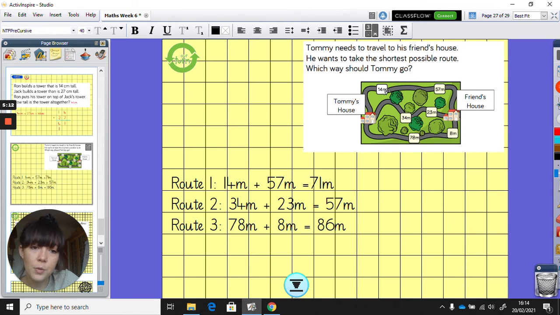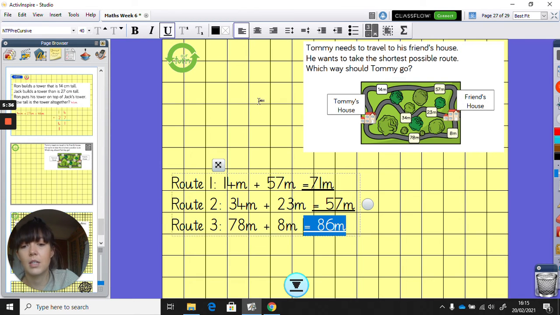Route 1 would be 14 add 57, and I've worked out that the answer is 71. Route 2 is 34 add 23 metres, and I've worked out that that would be 57 metres altogether. And route 3 would be 78 metres add 8 metres, and I've worked out that that is 86 metres altogether.